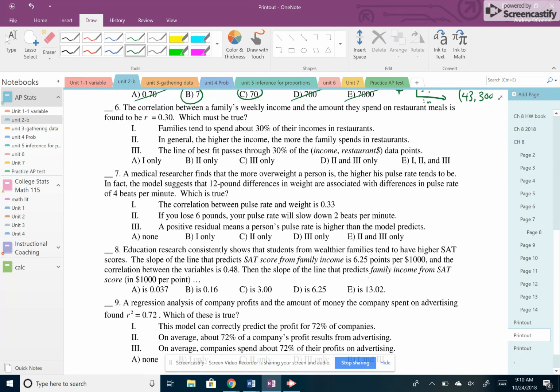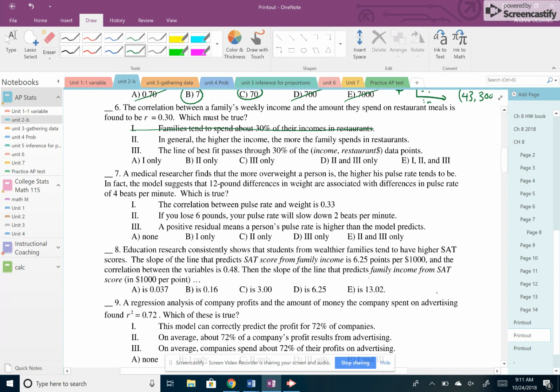The correlation between a family's weekly income and the amount spent on restaurant meals is found to be 0.3. Which must be true? Families tend to spend about 30% of their incomes in restaurants. That's not what correlation tells us. That's a nay.